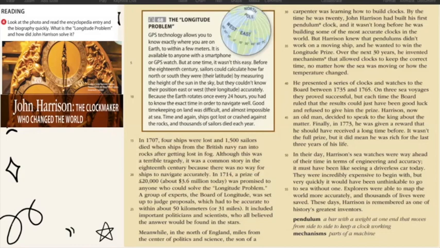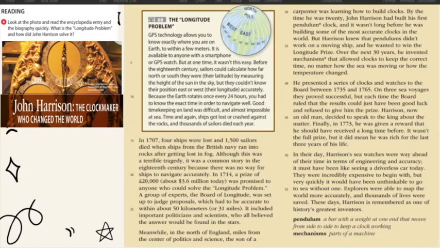In 1714, a prize of £20,000, about $3.6 million today, was promised to anyone who could solve the longitude problem. A group of experts, the Board of Longitude, was set up to judge proposals, which had to be accurate to within about 50 kilometers, or 31 miles. It included important politicians and scientists who all believed the answer would be found in the stars. Meanwhile, in the north of England, miles from the center of politics and science, the son of a carpenter was learning how to build clocks.